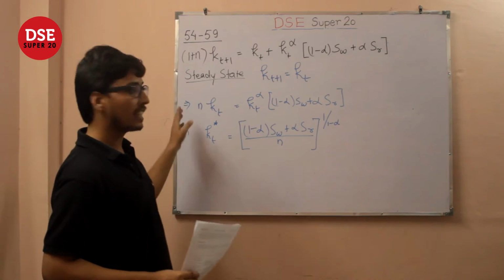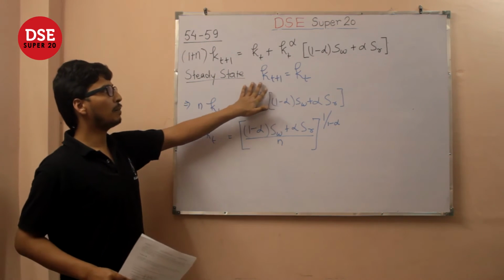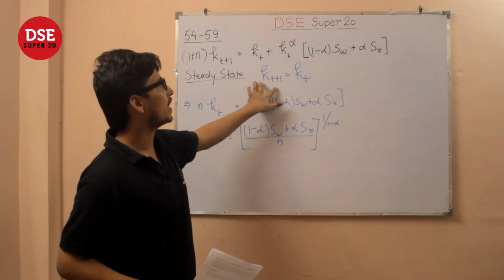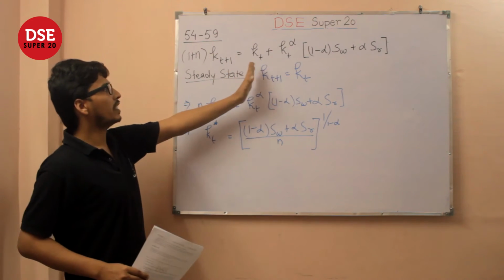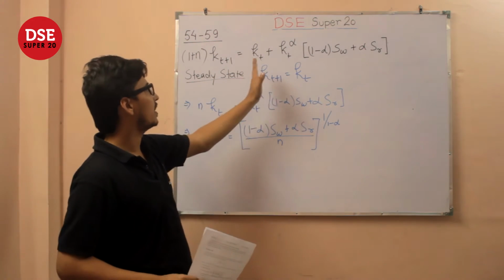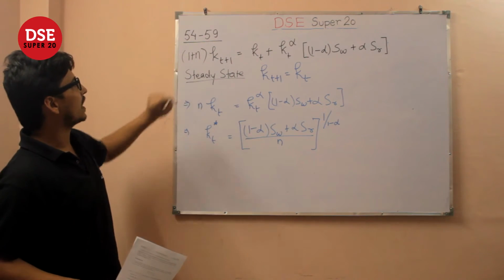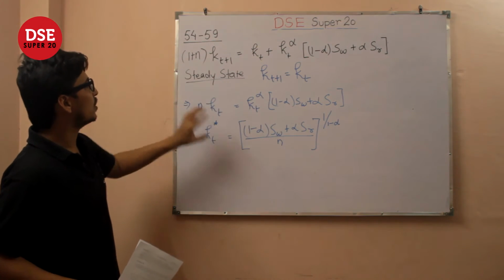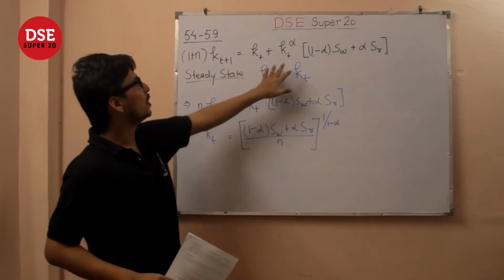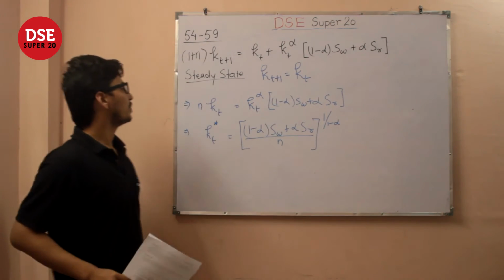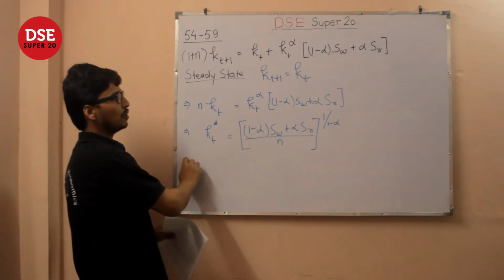Now coming to steady state, the steady state is defined where capital per capita in the next period, kt plus 1, is equal to capital per capita in current time period t. So this is how steady state is defined. Kt plus 1 is equal to kt. If we put this value here, what do we get? Kt plus nkt, so kt and kt would cancel out, so we would get nkt, that is equal to this expression here. Now if we find the value of kt, this comes to this value.